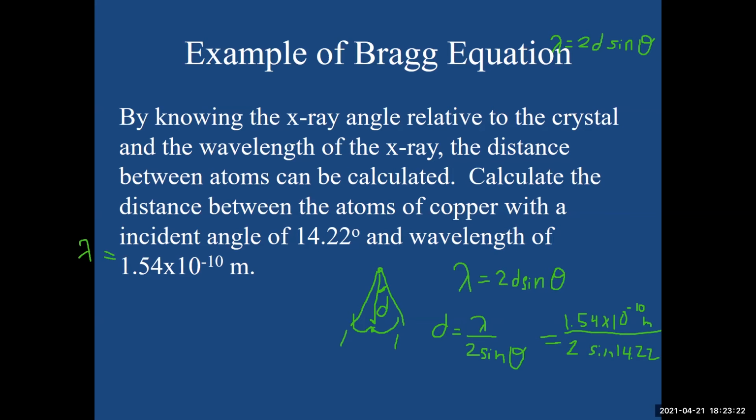I got 7.72 times 10 to the negative 11. So are you using degrees and not radians when you calculate sine? That's a good question. I'm using radians. Yeah, I got the same answer, and I just realized I was using radians too.